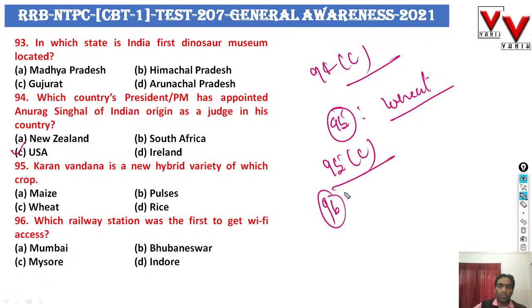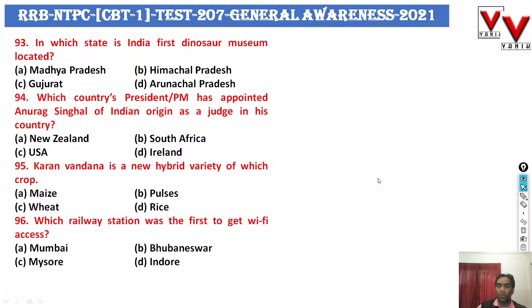Now we are going to discuss the 96 question: which railway station was the first to get Wi-Fi access? That was Mumbai. Mumbai railway station was the first railway station to get Wi-Fi access. So the right answer is A.